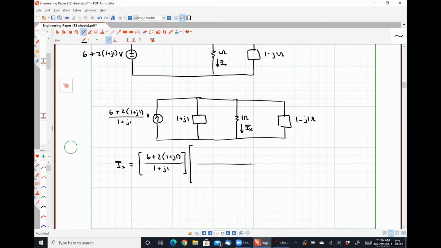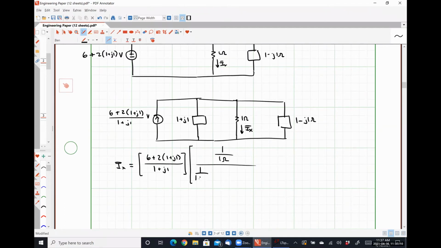So when you have n number of branches in parallel, you can perform current division by multiplying your source current by the reciprocal of the resistance or impedance of the branch you want, which in this case would be the 1 ohm resistor. And then you divide by the sum of the reciprocals of the impedances of the branches. So that's going to be 1 over 1 plus J1 plus 1 over 1 plus 1 over 1 minus J1, where I've been playing fast and loose with the units, and I should stop.